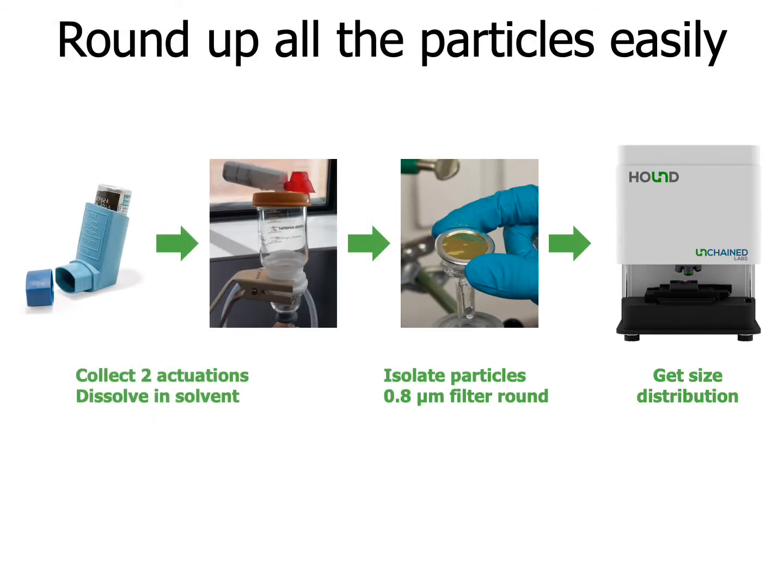So what we're going to do is actuate our inhaler within this funnel. Under this clamp, the funnel sits on the actual filter round. We're going to actuate the inhaler twice, capture any particles either on the surface of the filter or on the funnel, rinse the funnel so any particle ends up in the filter round, take the filter round, and move it to Hound.